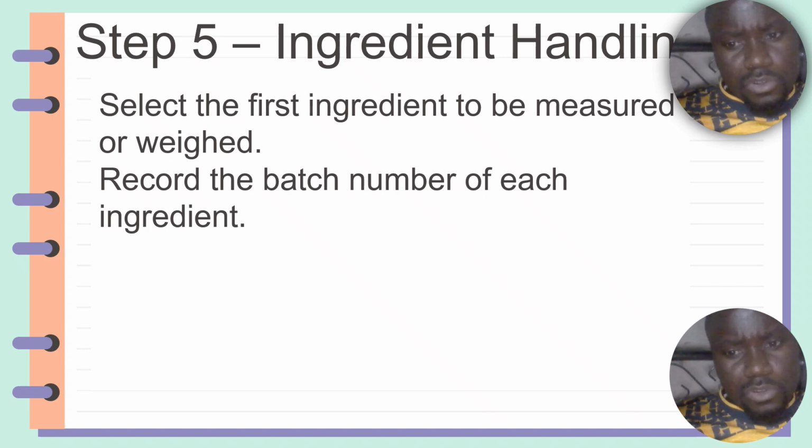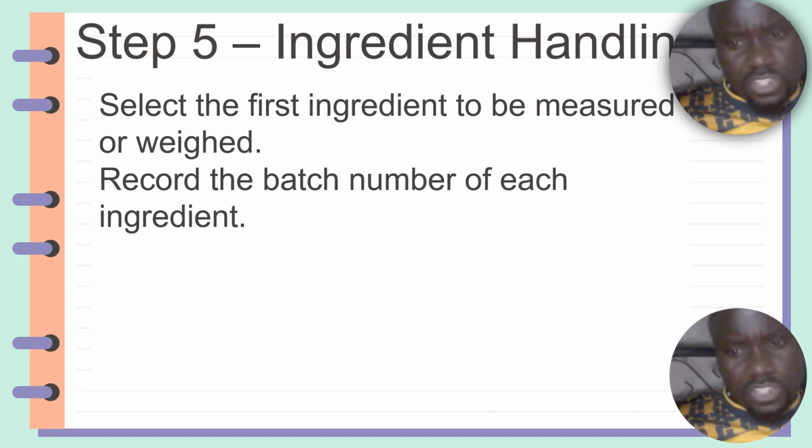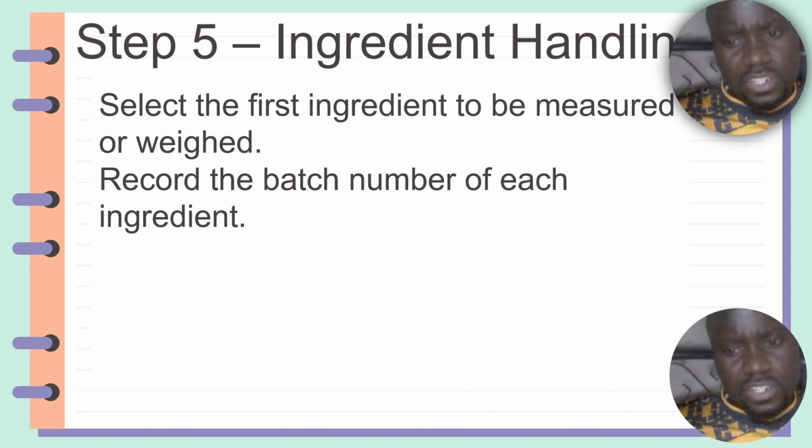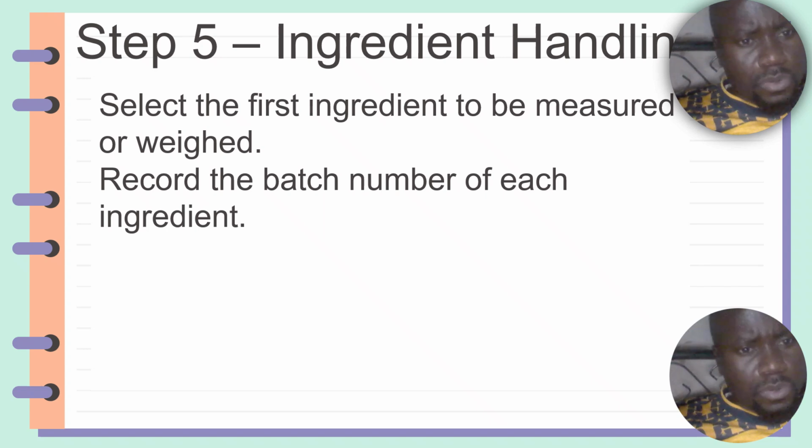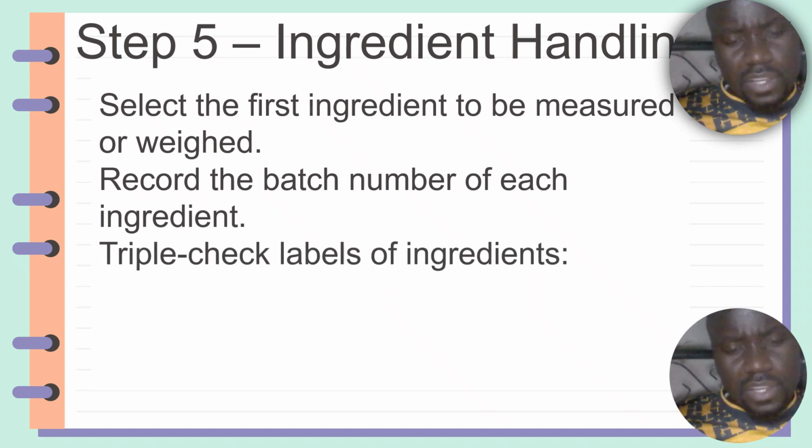And also for each of the ingredients, you record the batch number, because if there is, for example, a reaction to the product, or an adverse effect, or any product problem, it has to be traced to the batch so that we can check: is it a batch problem, or a preparation problem, or a patient problem? That is very, very important. Then we have to triple check every time we are dealing with ingredients.